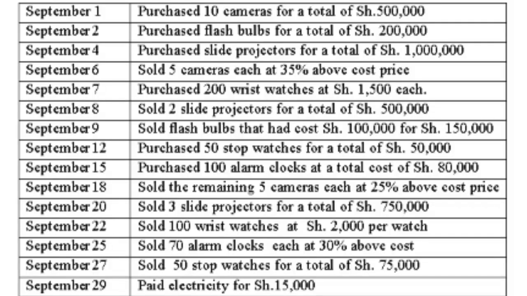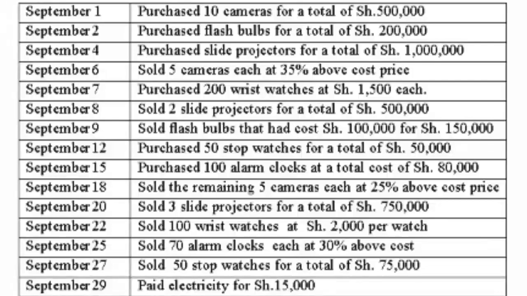The second one, on the second, purchased flash bulbs for a total of 200,000. So this is a purchase. The first and the second one are purchases. And when you have purchased taxable supplies, you pay VAT to your suppliers. Since purchases are part of the inputs you need in the business, that is going to be input VAT. On the 4th of September, purchased slide projectors for a total of 1 million. Again, we are purchasing, that is an input. We are paying the VAT to our suppliers, so that goes to input VAT.